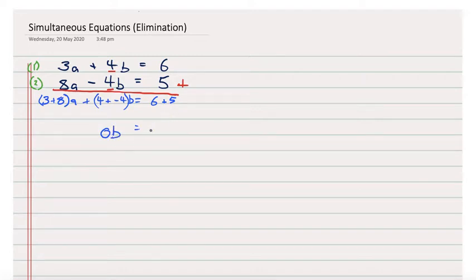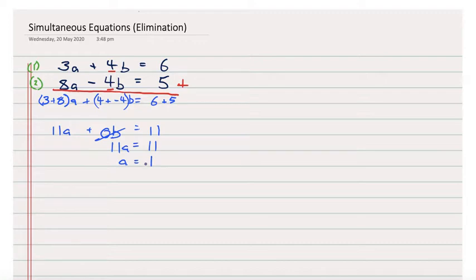On the right hand side we get an 11, and then back over on the left we have 3 plus 8, that will be 11a. So this 0b means nothing, so we cross it out and we're left with 11a equals 11. And then finally dividing both sides by the coefficient in front of a, we get a equals 1.